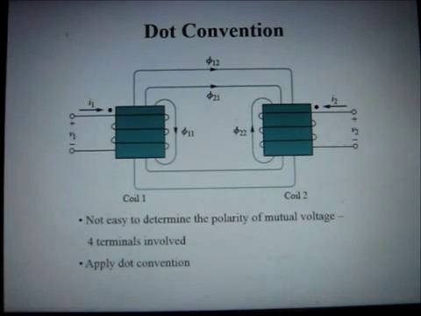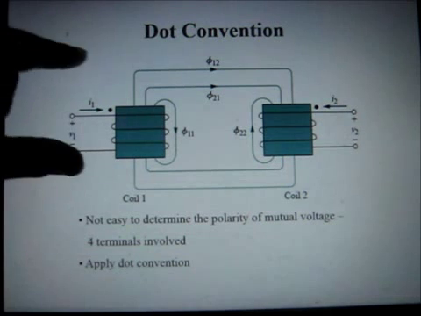This is a very important topic, dot convention. Whenever the flux linkage takes place, the current flows, there is a direction of flux, and there happens a lot of things. So by solving numericals, we need some convention. Like in DC circuit, in the Kirchhoff's law, we needed a convention of flow of current, direction. So in this case also, we have to do something like that.